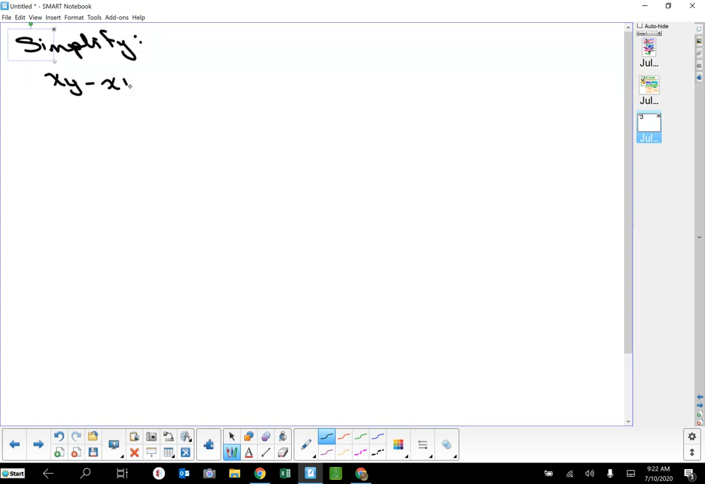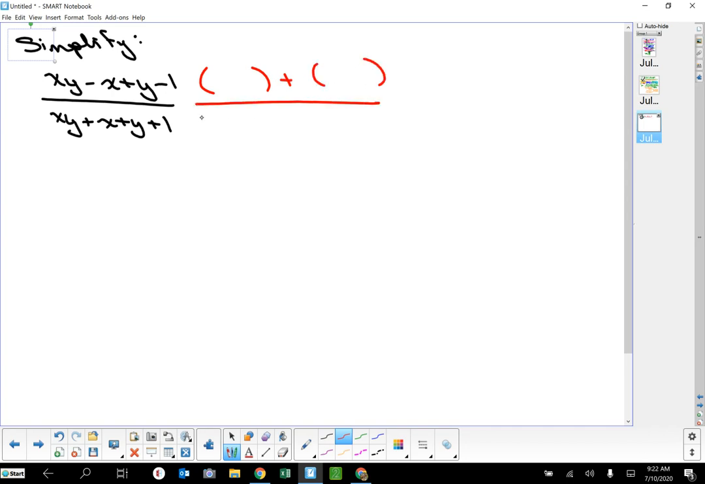xy minus x plus y minus 1 over xy plus x plus y plus 1. And you should be looking at that automatically thinking, oh, there's 4 terms. I know I need to group. I have to do grouping. So remember, when you do grouping, you're making 2 sets of parentheses with a plus sign in the middle. So I'm going to group the first 2 together. And remember, it doesn't have to be the first 2, but they have to have a common factor.